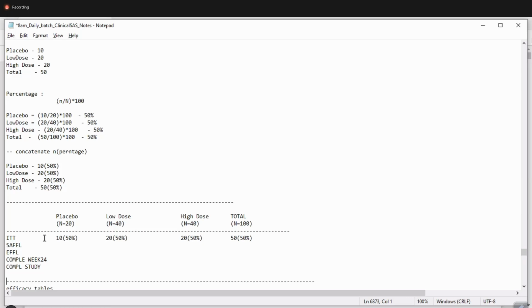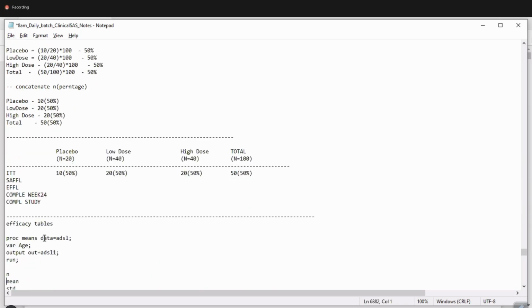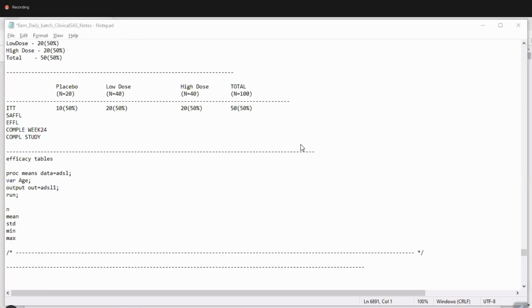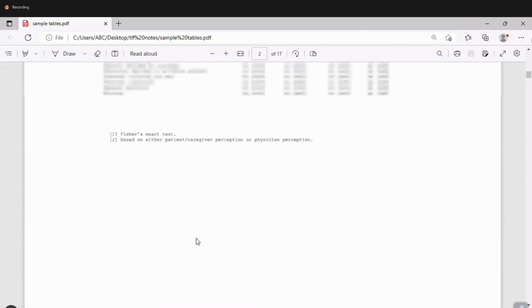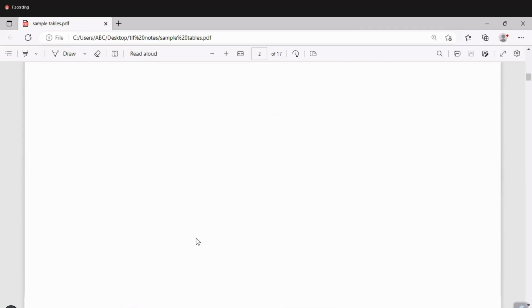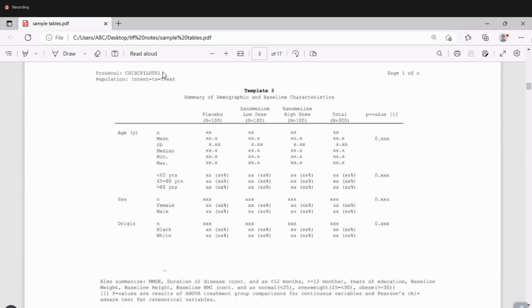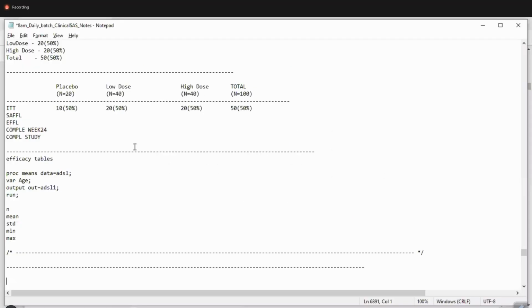Clear? Understand? So by the end of the day, everything you have to derive is only counts. So these are all safety tables, mostly percentages. If you have some efficacy tables, for example, if you observe any efficacy table mock shell, see here, the summary of demographic and baseline characteristics. What is there? See, age. Age derivation you need to do.